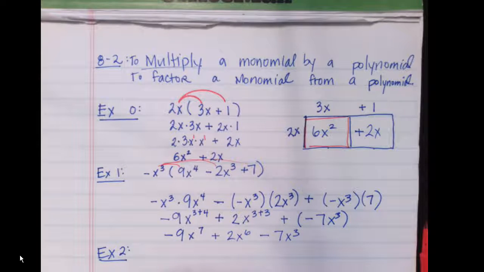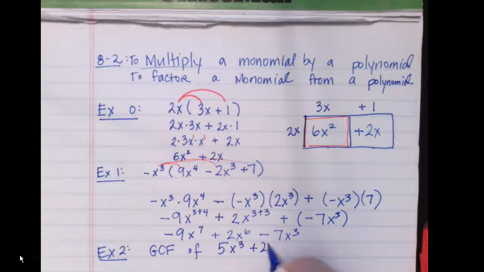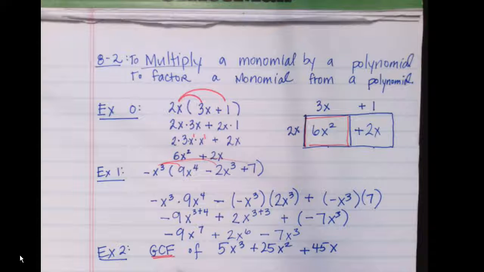In example 2, I want to know what is the GCF of 5x cubed plus 25x squared plus 45x. And so I really need for you guys to do a quick little review here on what GCF means. It stands for greatest common factor. So what it means is, what's the biggest thing that goes into all three of those.